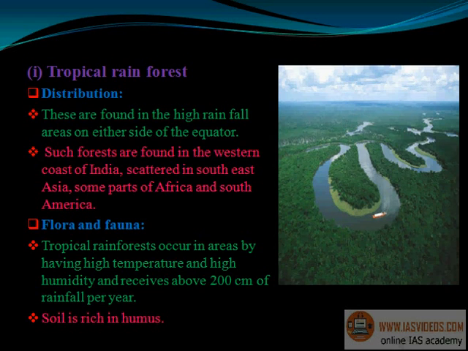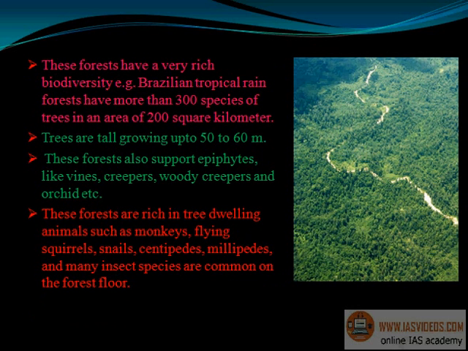Soil is rich in humus. These forests have a very rich biodiversity. For example, Brazilian tropical rainforests have more than 300 species of trees in an area of 200 square kilometers. Trees are tall, growing up to 50 to 60 meters. These forests also support epiphytes, like vines, creepers, woody creepers and orchids, etc.